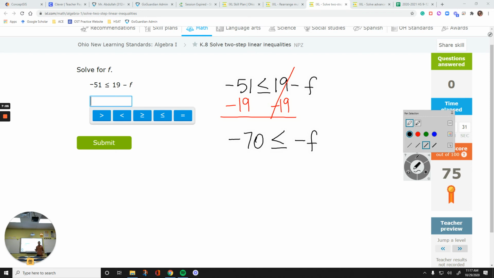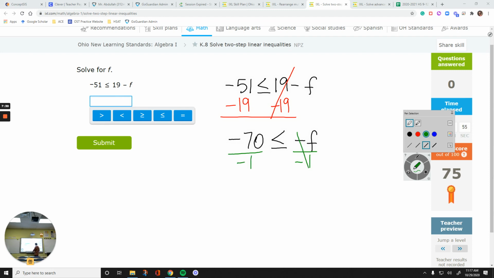We are not solving it for negative f, which means we need to get rid of that negative. It's like negative 1 times f. That's what it means. So just either divide each side by negative 1 or multiply each side by negative 1. It's the same answer. But theoretically, since that's kind of like multiplication, we need to divide each side by negative 1.